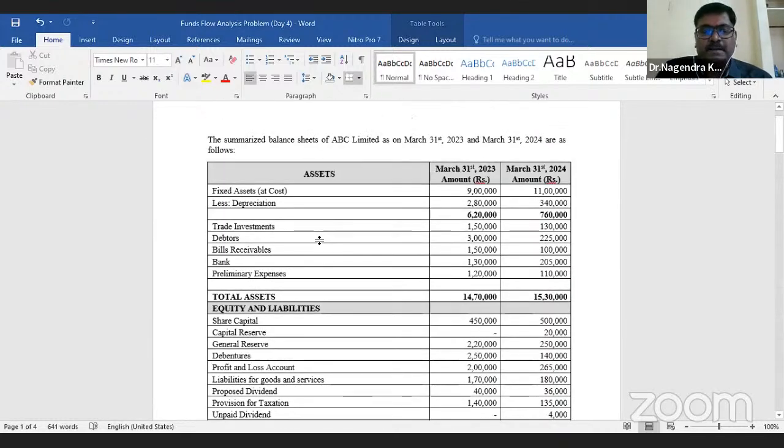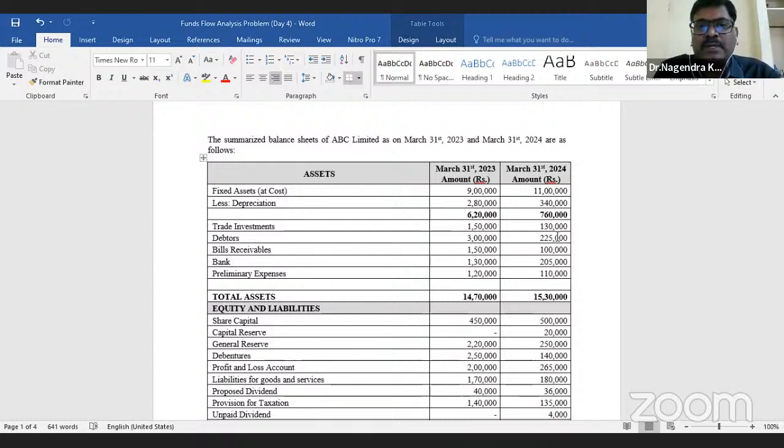For example, let us see. Here, let us assume that no adjustment was given for fixed assets. It was 9 lakhs in the opening and it was 11 lakhs at the end of the year. There is nothing mentioned about this. There is no adjustment in this case.